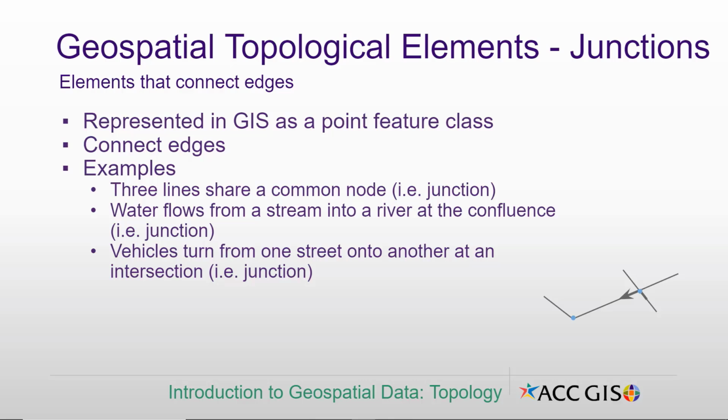Water flows from a stream into a river at the confluence. In this example, the water flowing along the stream is the agent flowing along the edge and transfers from one stream to the river at the confluence, which is the junction. And last, vehicles turn from one street onto another at an intersection. In this case, the street is the edge that is connected by the intersection or the junction, and it allows the agent, which is the vehicle, to turn from one street edge to another via the intersection or junction.